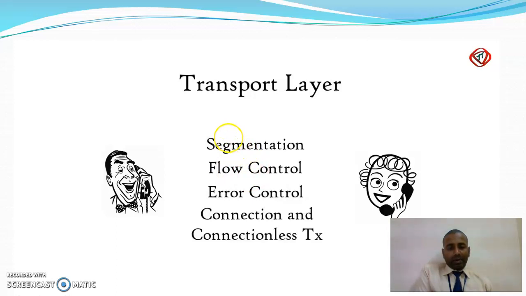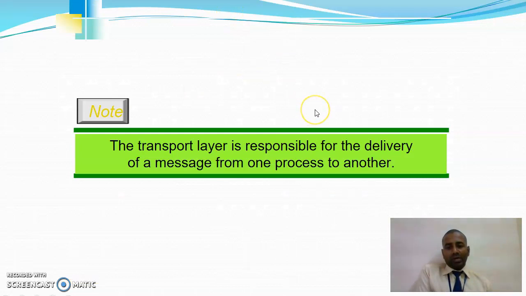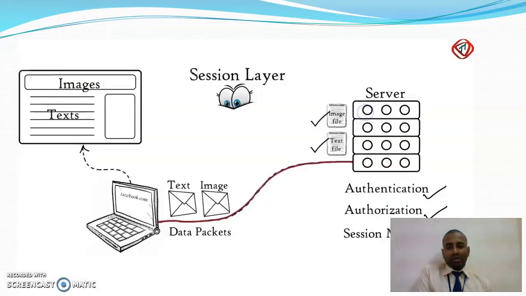The main important tasks carried out by the transport layer are segmentation, flow control, error control, and connection-oriented and connectionless services, right? So these are all the important things carried over by the transport layer. It takes service from the session layer, and it provides service to the next layer, the network layer. The transport layer is responsible for the delivery of the messages from one process to another process.